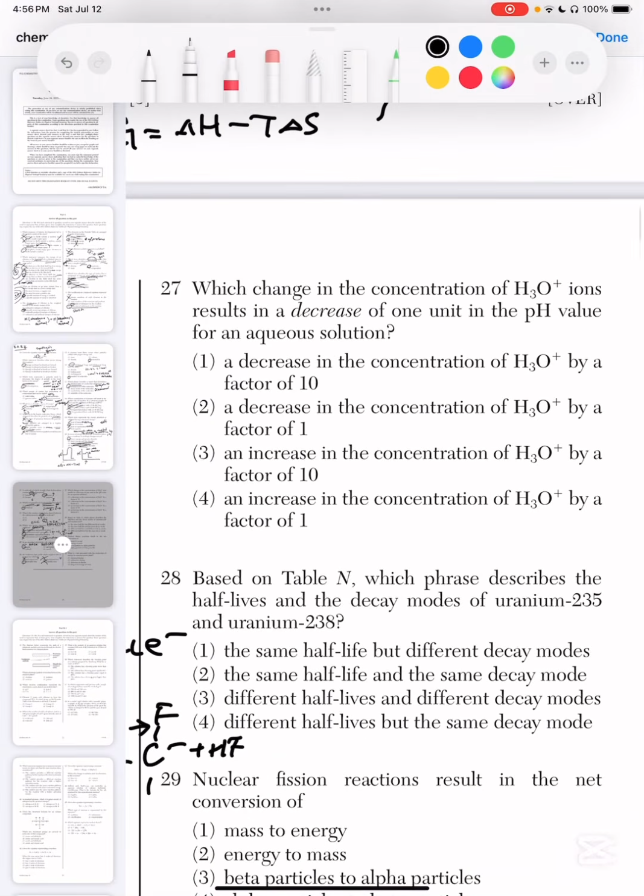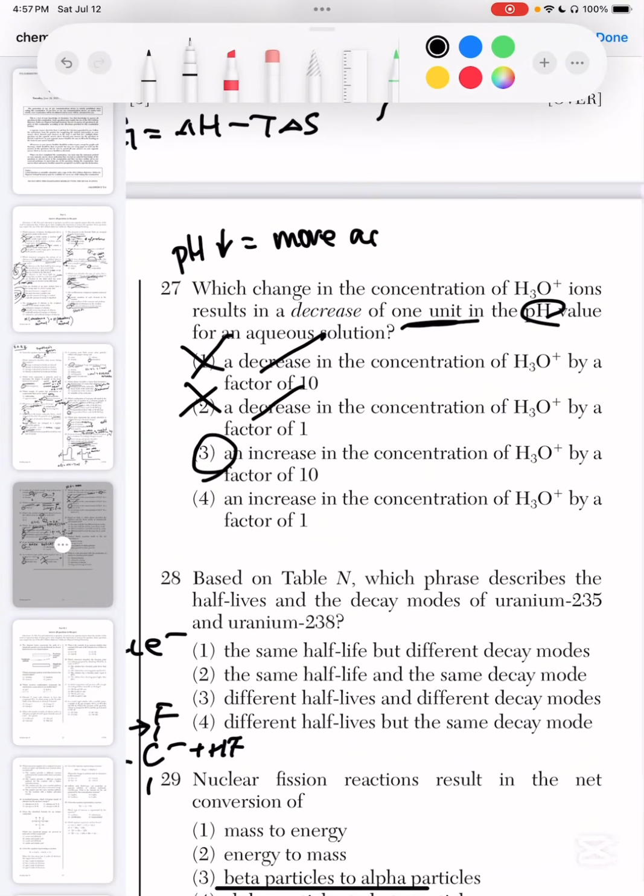Which change in the concentration of hydronium ions results in a decrease of 1 unit of the pH value for an aqueous solution? So 1 unit in the pH value is a tenfold change. Because pH, as you go down, is more acidic.